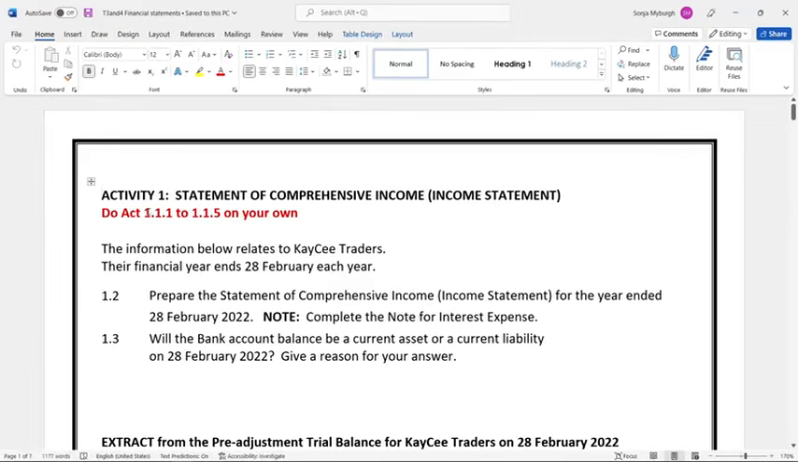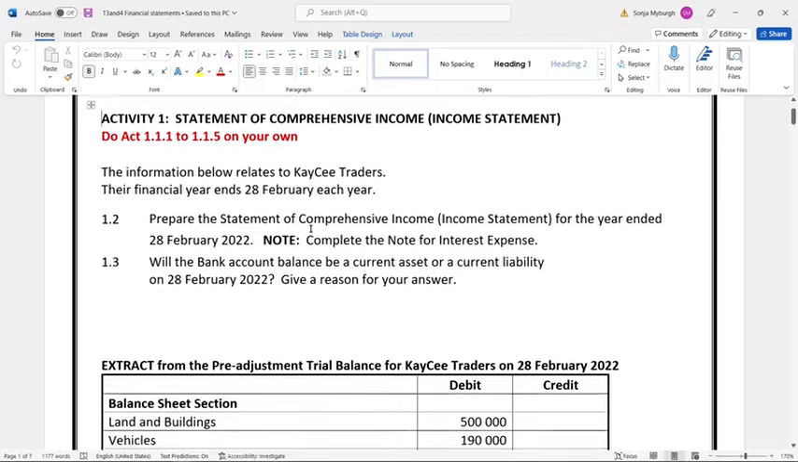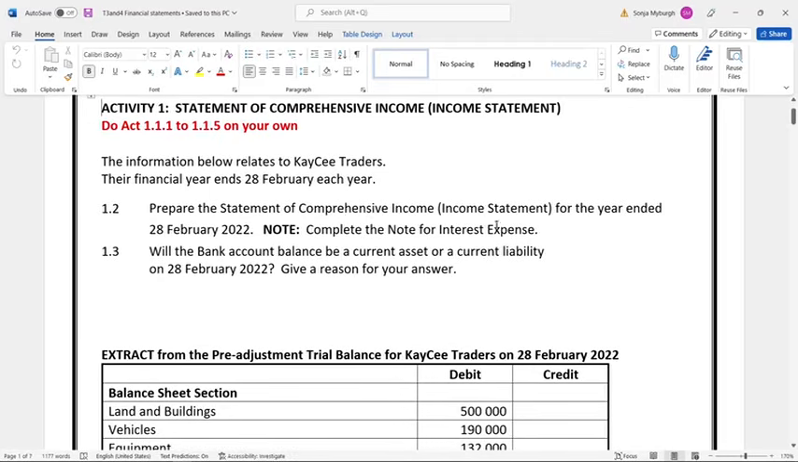Activity 1, those first 5 questions, that is generally accepted accounting principles, your GAAP principles, you can do that on your own. I'm going to do with you the statement of comprehensive income, and then they ask us a question here: will the bank account balance be a current asset or a current liability? And we have to give a reason for that.